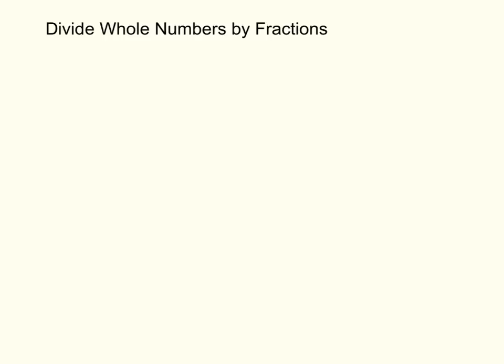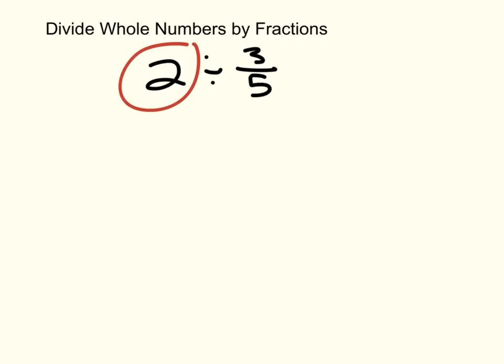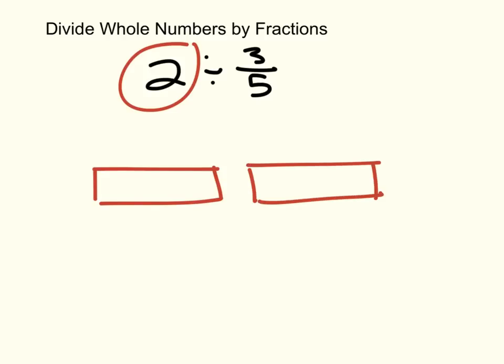The first problem we're going to look at is going to be 2 divided by 3/5. Now, what we have to think about is what's even going on in this problem. I have 2 wholes, so I'm going to draw that out. 1, 2. I have these 2 full pieces, 2 whole units that I want to break into this idea of 3/5.